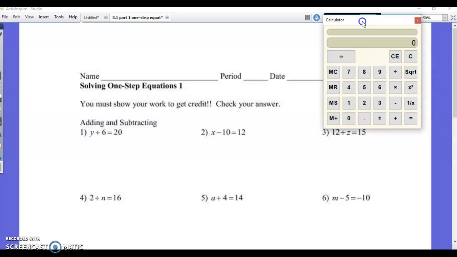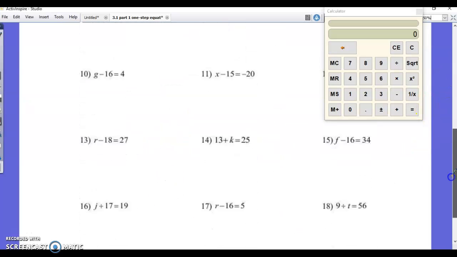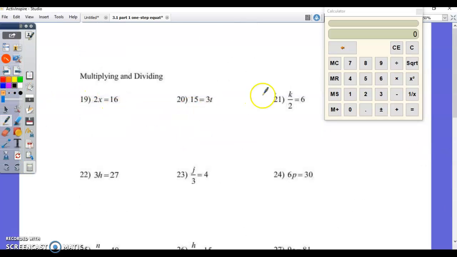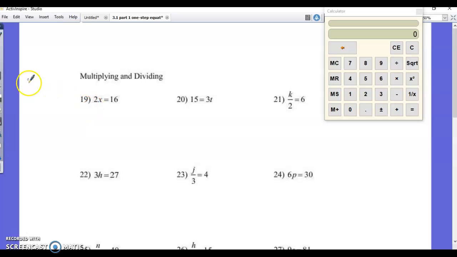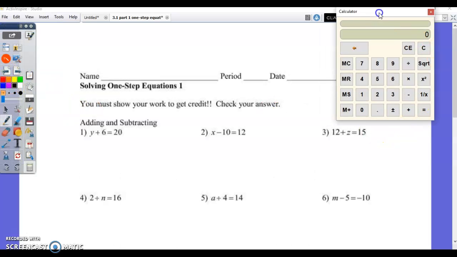All right, we're going to run through some single step equations and solving for a variable. I'm going to do about 6 examples for adding and subtracting, and then I'm going to jump down and do when we have single steps with multiplying and dividing to show you how to show your work so you can show that on your assignment.